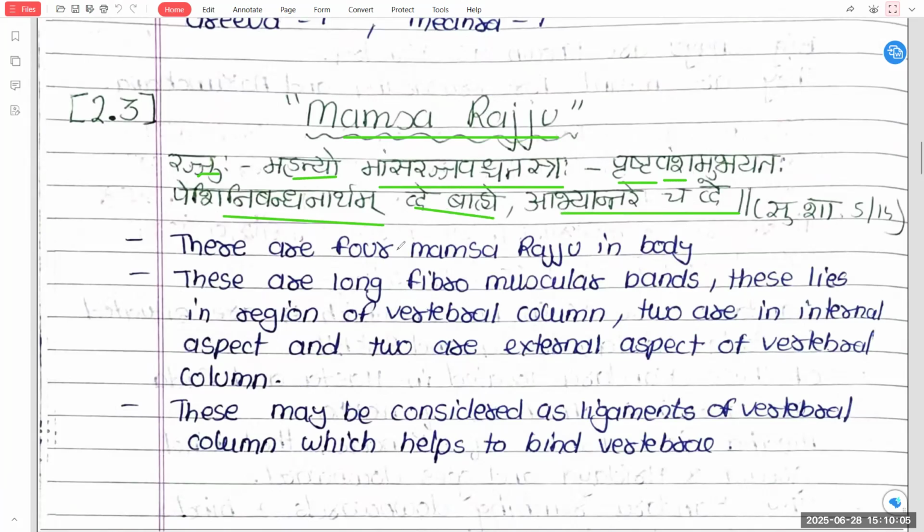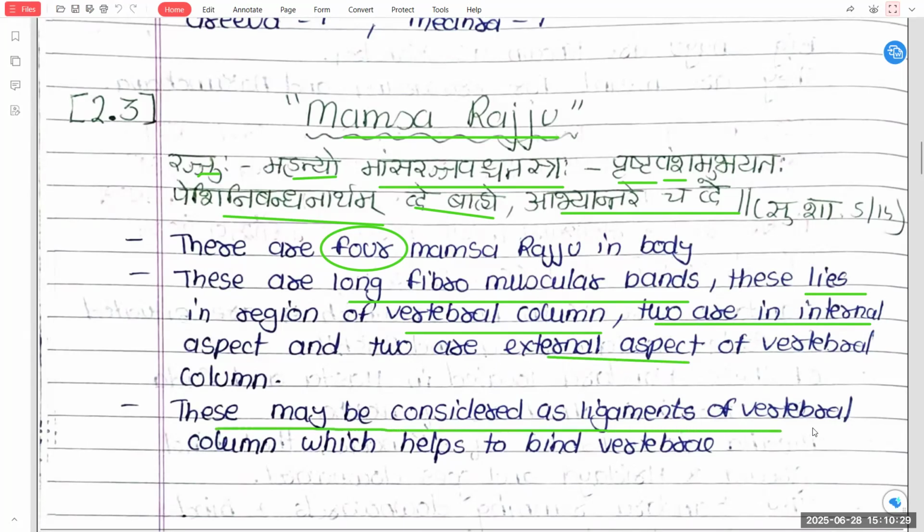Shushruta Acharya has again told that there are 4 Masarajju. How many? 4 in the body. These are long fibers, muscular bands, and lie in the region of the vertebral column. 2 are in the internal aspect and 2 are in the external aspect of the vertebral column. These may be considered as the ligaments of the vertebral column, which help to bind the vertebrae.